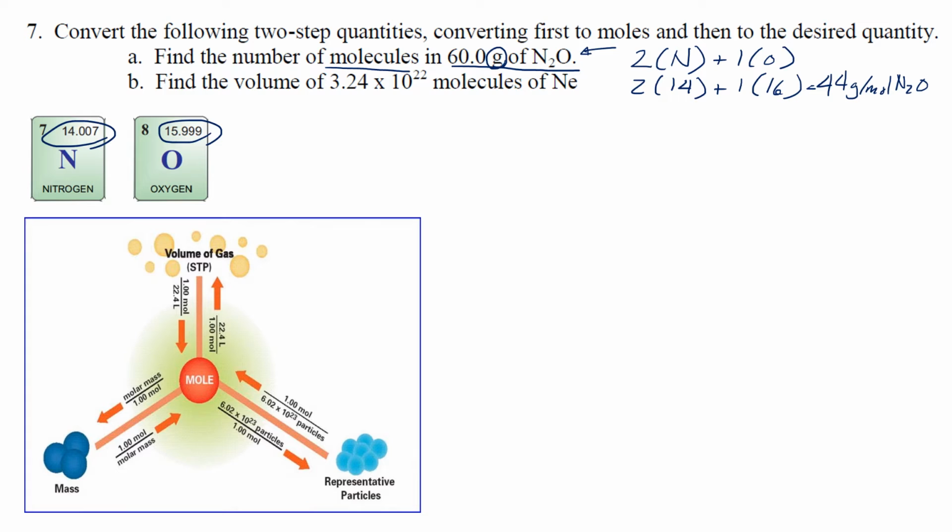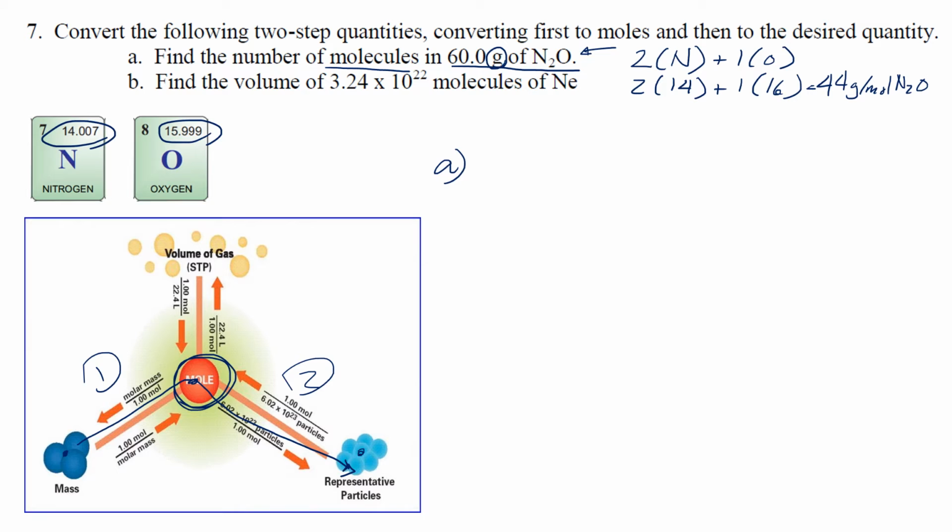So let's find the molecules in 60 grams of N2O. We're starting here with 60 grams of N2O, and we want to get to molecules. The path is to go to moles, and then to representative particles. Like always in stoich, we go to moles first. Step 1, we go to moles. Step 2, we go to particles.